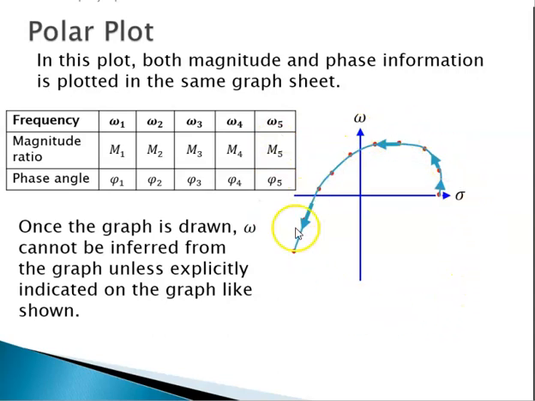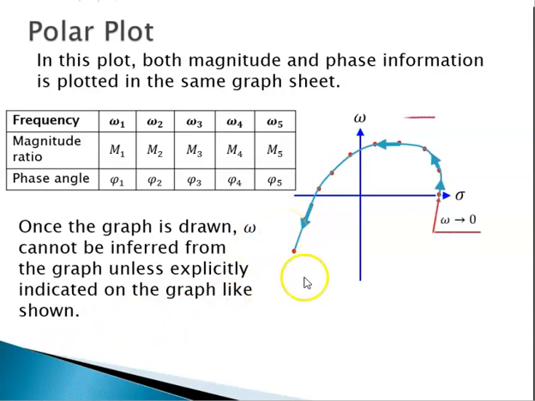Once this plot is drawn and you get away with this table, there is no way in which you can infer the value of frequency from this graph. For example, at this point, what is the frequency? We don't know. That is one downside of polar plots.